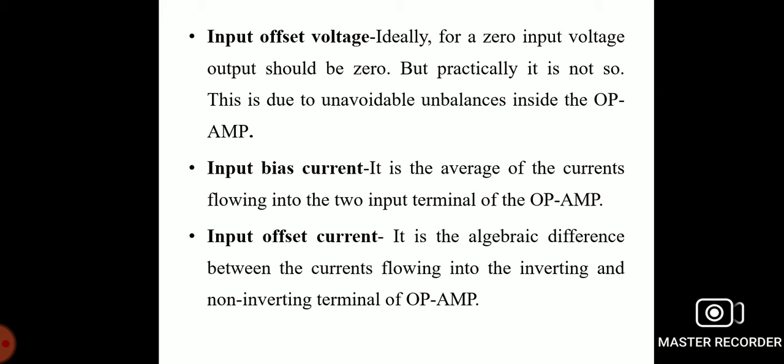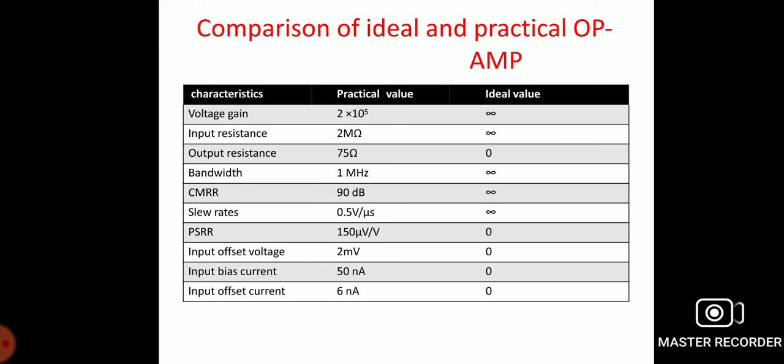And what is the input bias current? It is the average of the current flowing into the two input terminals of an operational amplifier. The input offset current is the algebraic difference between the currents flowing into the inverting and non-inverting terminals of the op-amp. Now we can see the comparison of ideal and practical operational amplifier.